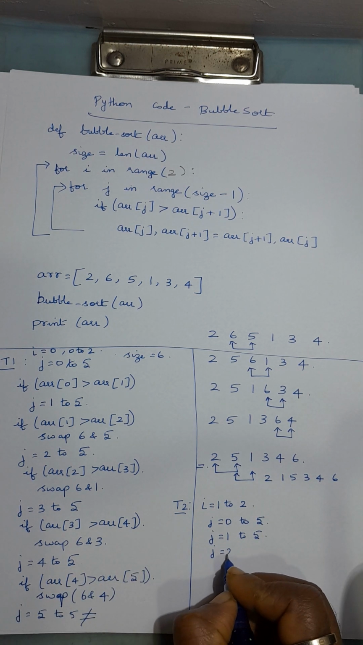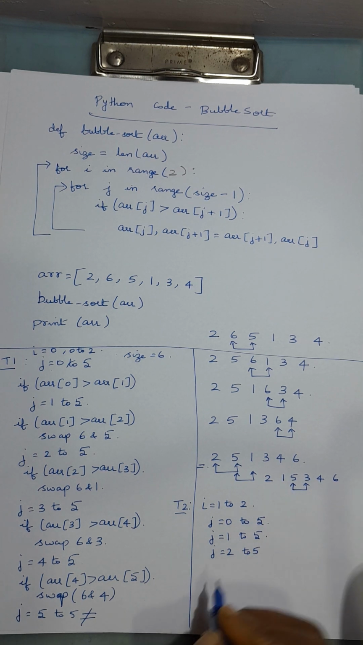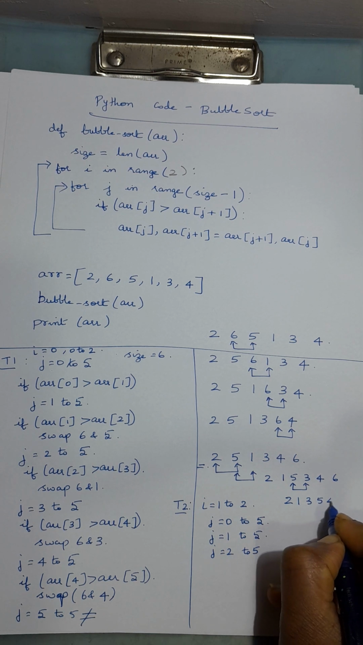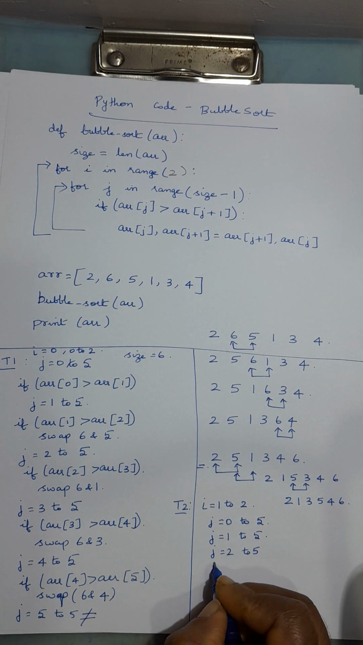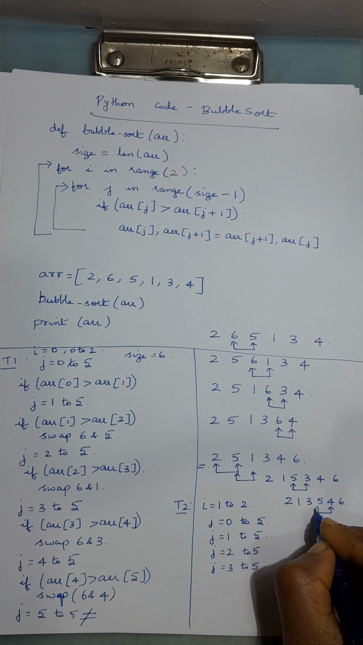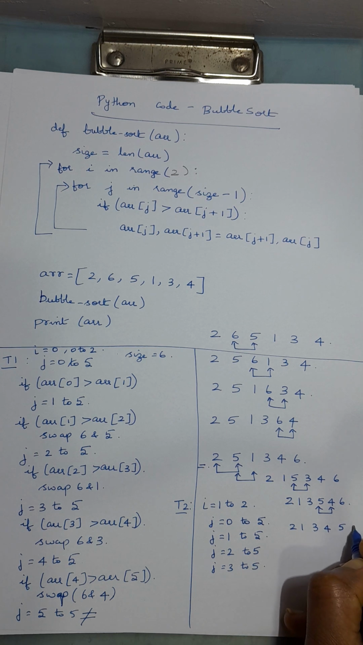Now next, j is equal to 2 to 5. Now there's a check between 5 and 3, correct? 5 is greater, what happens? 2, 1, 3, 5, 4 and 6. J is equal to 3 to 5. Now we check between 5 and 4. Yes, it's greater. So 2, 1, 3, 4, 5 and 6.